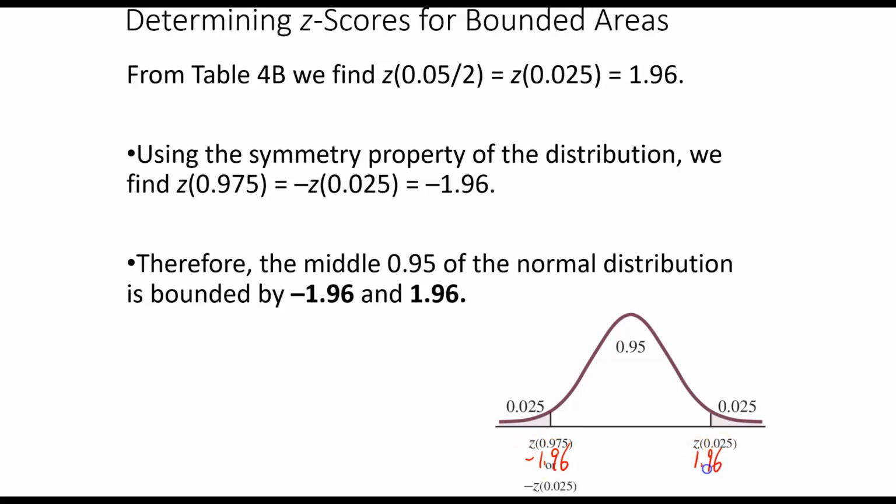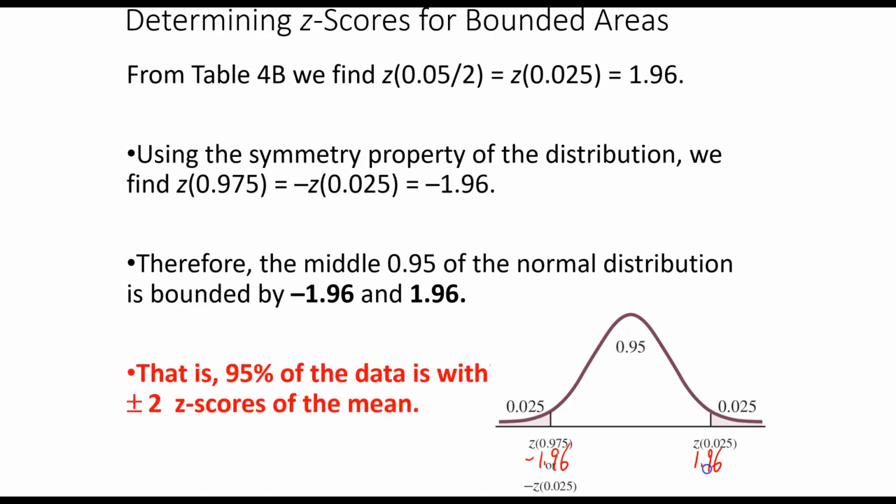Almost 2. And this is where the empirical rule tells us that 95% of the data lie within 2 standard deviations. It's actually 1.96. And the empirical rule is a little bit of a generalization. Approximately within 2 z-scores of the mean.